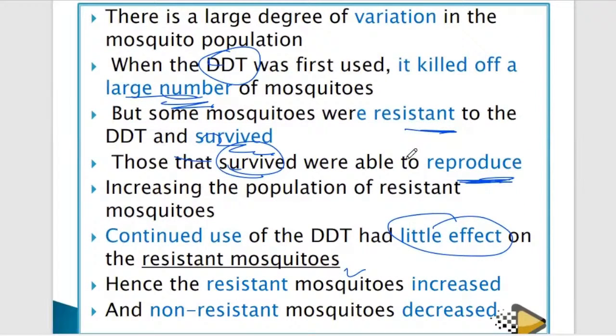Variation, you tell me which variation it is: those which are able to survive the DDT and those which are not, those which are able to survive the antibiotics and those which are not, those which are able to survive the ARVs and those which are not. Those which survive reproduce in large numbers, while those which are not able to survive die in large numbers. Those which survive pass their gene of resistance to the next generation. Continued use of these ARVs, antibiotics or DDT will have little or no effect on these organisms. Therefore, the resistance has increased. So that's what you talk about.